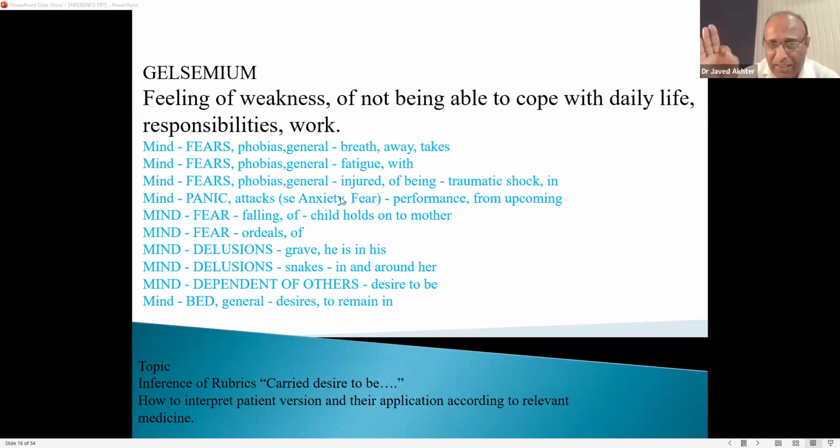Delusion, grave; he feels he is in a grave. The current condition is like he is in a grave. There's a snake in and around her. Dependent on others, desire to be in bed, desire to remain. What is a bed? For this patient, the bed is the mother's lap. Therefore, this gelsemium wants to go there because of the feeling of weakness. This is the core of this.